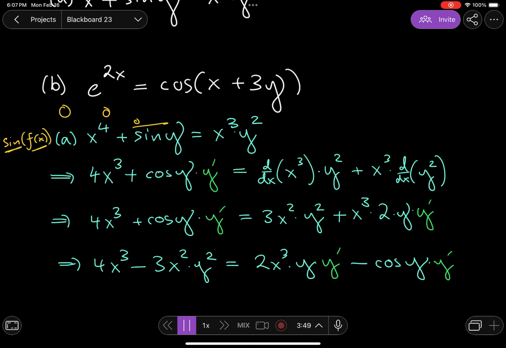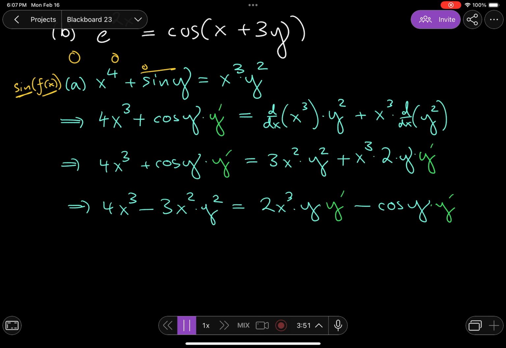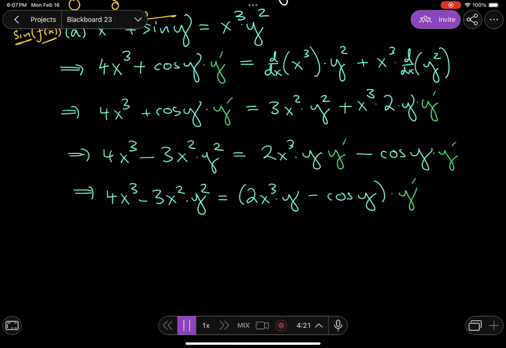All right. What do we do next? Well, what I'm going to do is I'm noticing that there's this green y prime attached to both of these characters. So what I can do is factor it out or sort of undistribute it. So that's going to look something like this. Left-hand side, nothing's going to change. But then on this side, I want to use parentheses, 2x cubed times y minus the cosine of y, all times y prime. And this is going to give me my final answer.